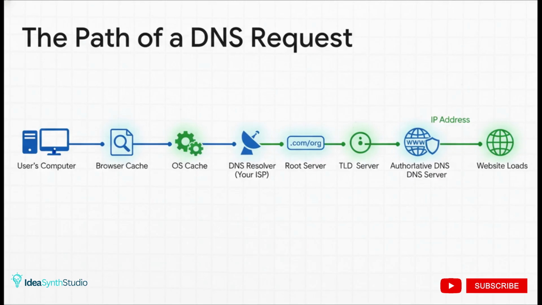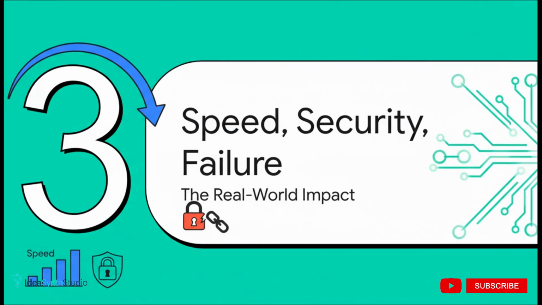That TLD server then points to one last place, the authoritative DNS server. This is it, the final source of truth. It's the server that holds the official record for that specific website. It hands the correct IP address back to our detective, the resolver, who then passes it to your computer, and at last your browser connects and the website loads. All of that in the blink of an eye. It's wild. Okay, so that's the how. But what about the so what? Let's talk about why any of this actually matters to you. Because this isn't just some technical mumbo-jumbo. It has a huge impact on your everyday internet life, from speed to security.